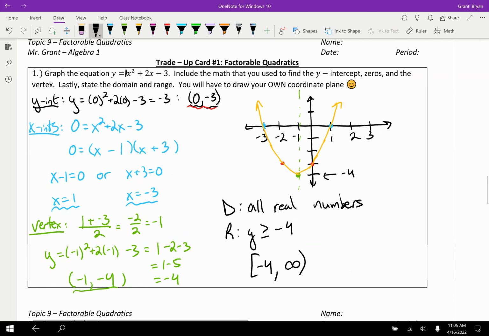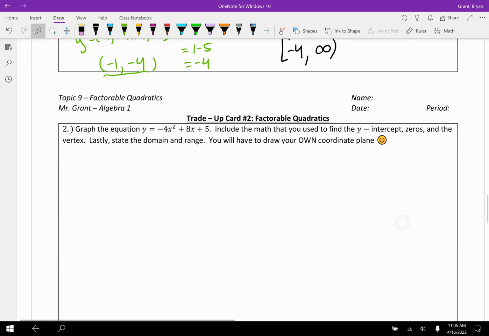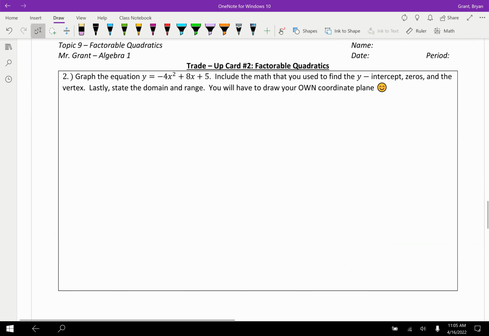All right, hopefully you had all that information and you've traded up your card, so why don't you try trade up card number 2? I ask you to do the exact same thing, so ready, set, go. All right, I'm going to try to do the same thing as well. We'll start with the y-intercept, and we'll take that nice shortcut. I can see that the y-intercept is going to be 0, 5.